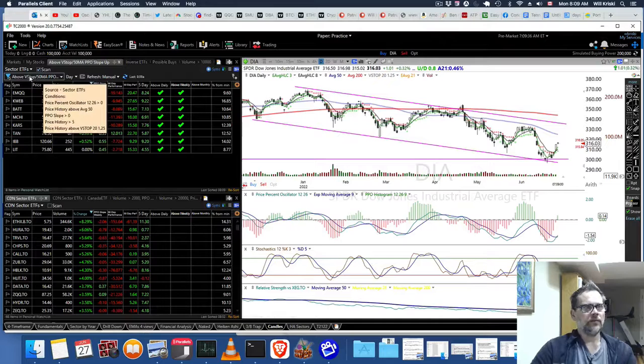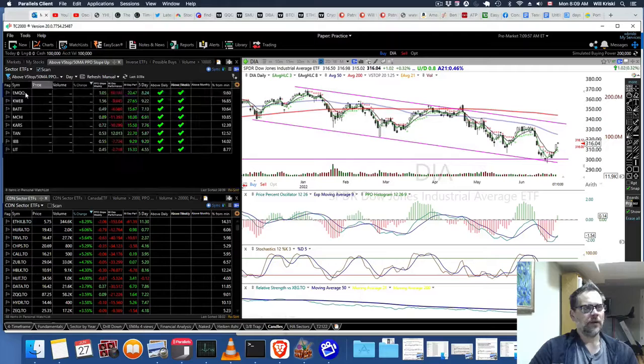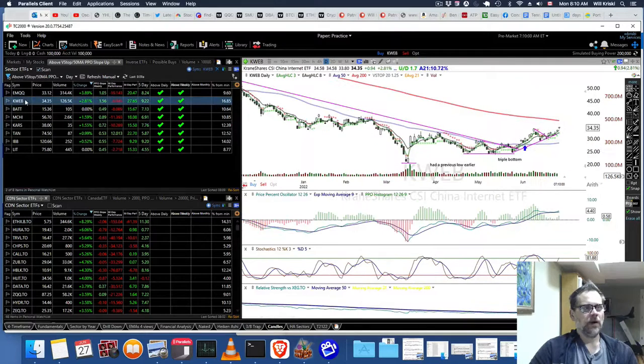So if you want ones that are above the volatility stop and price history more than $5, the slope of momentum is upward. Some of these you could avoid. You could have different scans without being as strict. And if I want the price above the 50-day moving average, what I get here is KWEB and EMQQ.